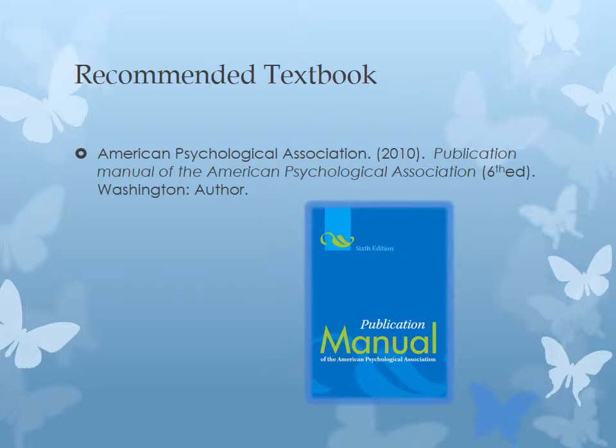The recommended text is the Publication Manual of the American Psychological Association, 6th edition. It is an expectation that any written work will follow the style guidelines outlined in this manual. If you choose to not purchase this text, you can find information about the APA style guidelines on their APA style blog.